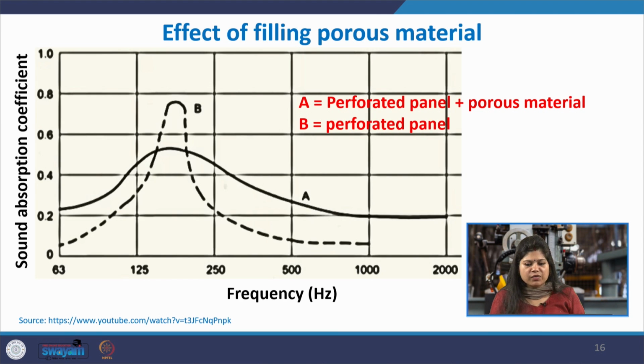So, here a porous filling has been added. What has happened? This sharp and narrow curve which was initially present for a simple perforated panel has now become more broadened, but this has come at a cost of a decrease in the magnitude of the absorption, okay. So, this is the effect of adding porous material.